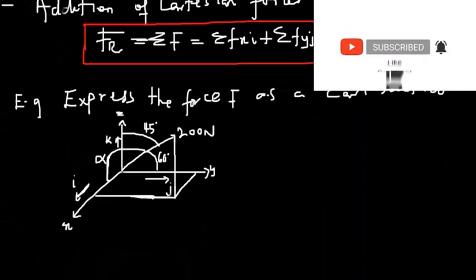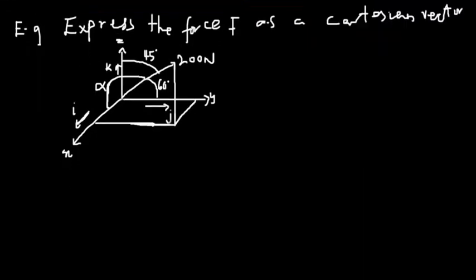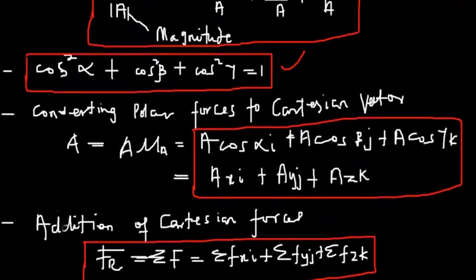Now, let's take an example and see how we solve it. We have to express the force F in Cartesian vector. Initially I indicated that sometimes you need to convert certain forces into Cartesian coordinates by using this formula. So this is the formula you'll be implementing, converting the polar force into Cartesian vector.